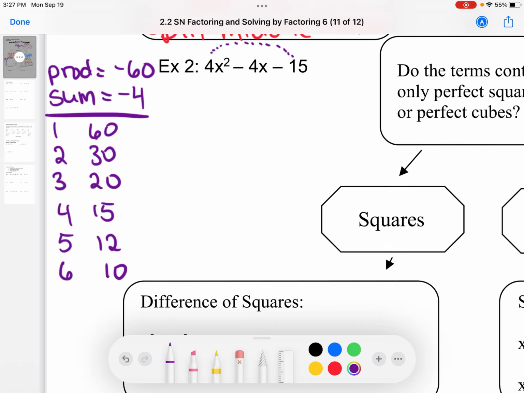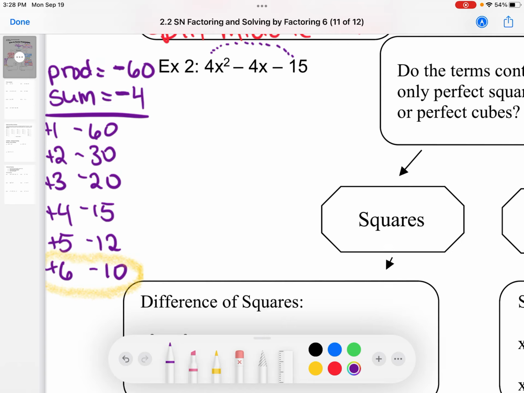Now, we need these to multiply to equal actually negative 60. So we need a negative sign on them. We also need them to add up to negative 4. So the larger number needs that negative sign. The smaller number is positive. If you will list the factors in order, these positives and negatives turn out to be pretty straightforward. Okay, looking at this list, positive 6 and negative 10 are our magic numbers that multiply to negative 60 and add up to negative 4. So those are the magic numbers we're going to use.